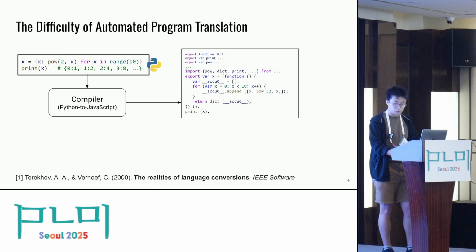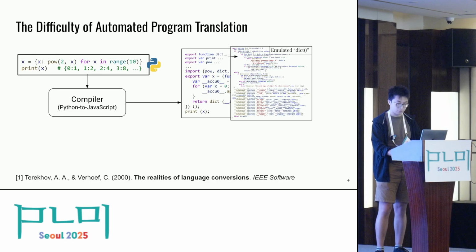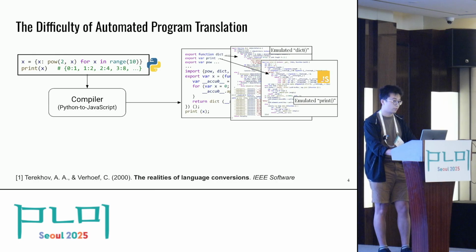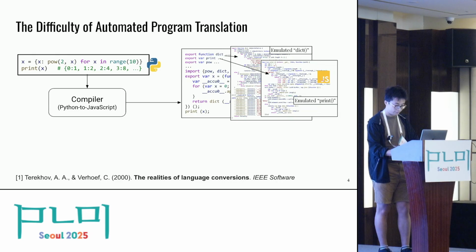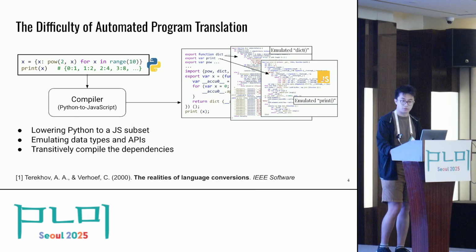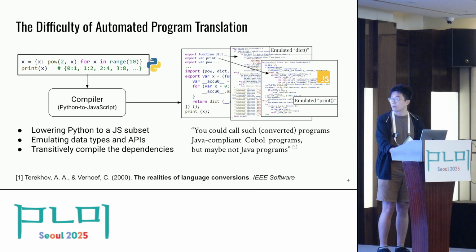We can see that first, it looks more verbose than the source. And second, if you look closer at the code, we'll realize that the translation is actually emulating a lot of stuff in Python, including data types and APIs, and all these emulated constructs are injected by the compiler. So essentially, the translation is trying to lower the Python code to a subset of JavaScript with emulated language constructs. Such translation is far from ideal when we want to migrate software.